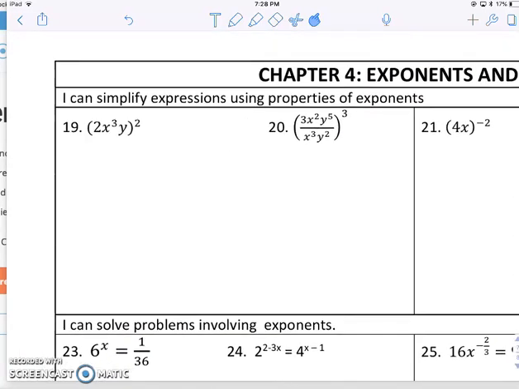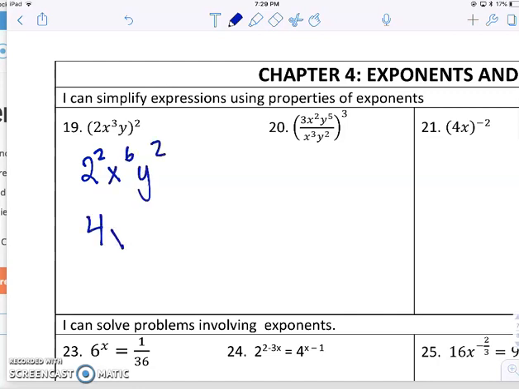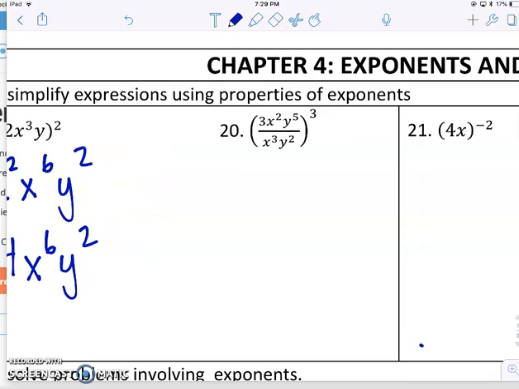So now we're going to start chapter 4, exponents and logs. So exponents in parentheses we distribute. So this is 2 squared x to the 6th y squared. So 4x to the 6th y squared. So this one we'd cube everything. So 3 cubed x to the 6th y to the 15th.